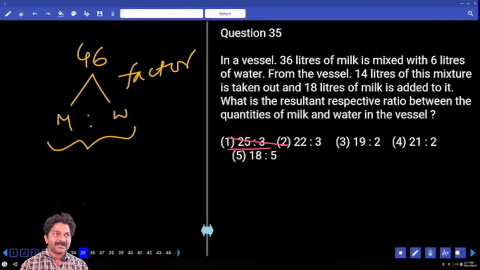This cannot be your answer. Second option, sum is 25. This is not a factor. Third option, sum is 21. This is not a factor. Fourth option, sum is 23, which is a factor of 46. That may be your answer.